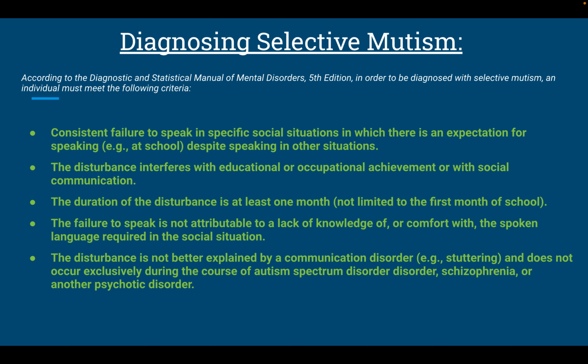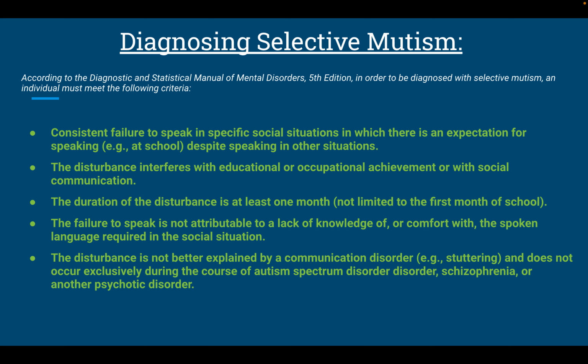Okay, so how to diagnose? As I mentioned before, sometimes initially a teacher or a parent might think that it is autism. However, according to the DSM, 5th edition, to be diagnosed with selective mutism, they must meet the following criteria: consistent failure to speak in specific social situations where there is an expectation for speaking, despite speaking in other situations. They'll speak at home, but not at school. That expectation and that stress is what adds up there.